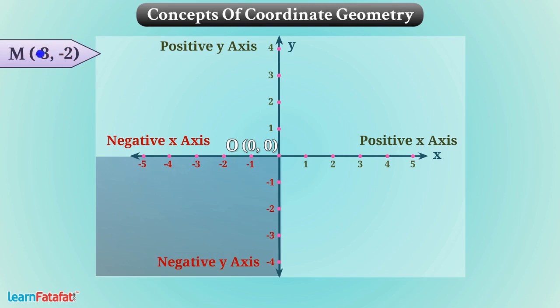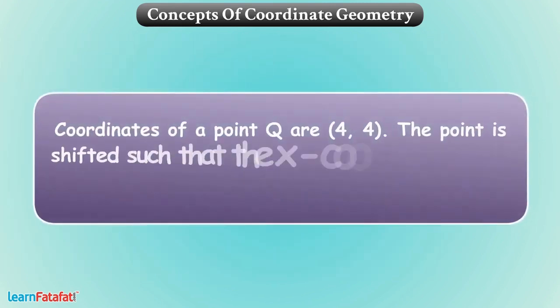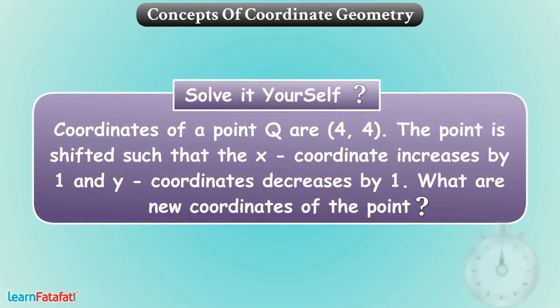We see that the x-coordinate is -3, which means that the distance of point M from the y-axis, measured along the x-axis, is 3 units to the left of the origin. In the same way, the y-coordinate is -2, which tells us that the distance of point M from the x-axis, measured along the y-axis, is 2 units in the downward direction of the origin. This is how we obtain the position of any point on the plane. Now here is a question for you. Solve it yourself.